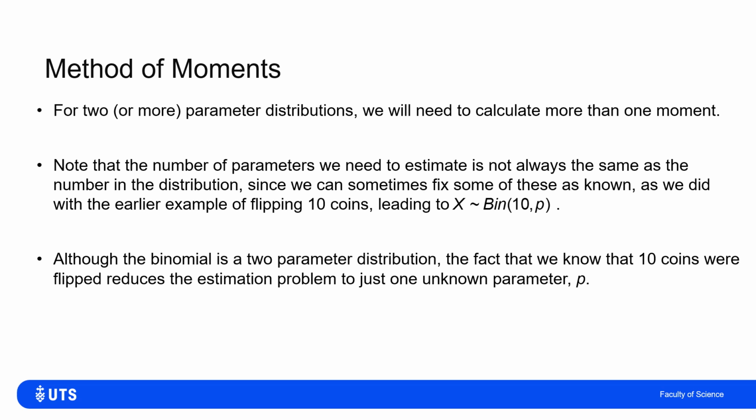But of course, I could have done this where I just said, flip the coin a fixed number of times and report the number of heads back to me. But I don't know the number of times it was flipped each time, and I may have to estimate that as well. And that would make it a two-parameter problem, estimating n and p.